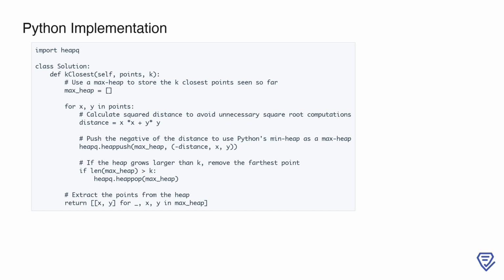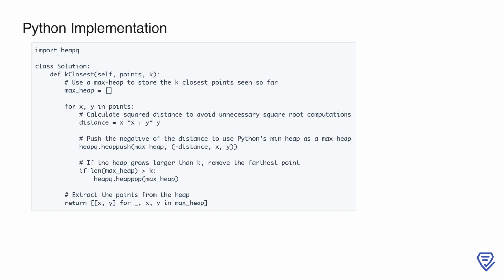For each point, the squared distance from the origin is computed as x*x plus y*y. This avoids the computational overhead of calculating the square root, which is unnecessary for comparison purposes. We push a tuple, distance, x, y, into the heap. The negative distance ensures that the farthest point, with the largest squared distance, is always at the top of the heap.